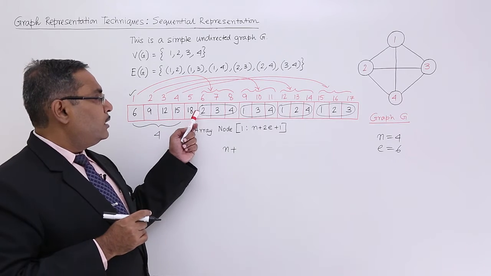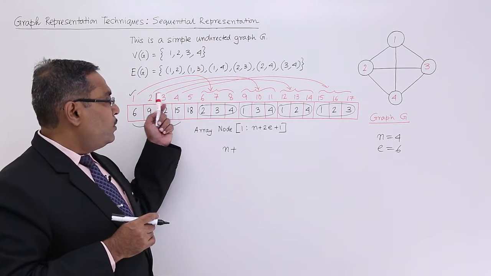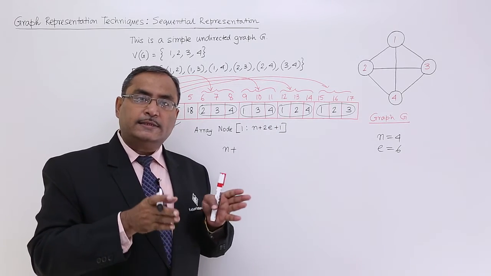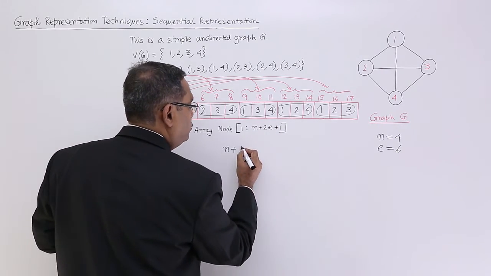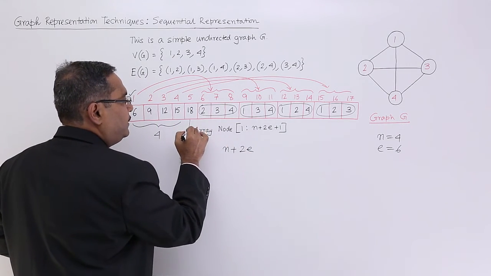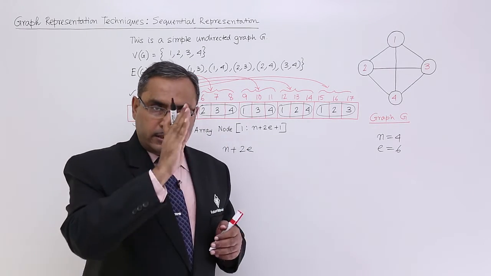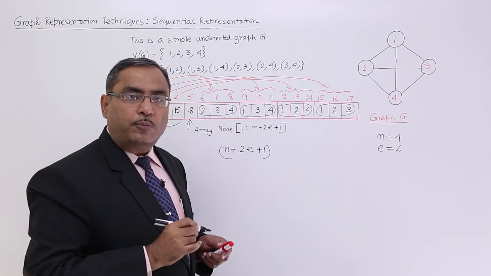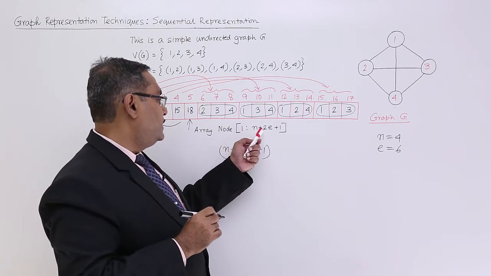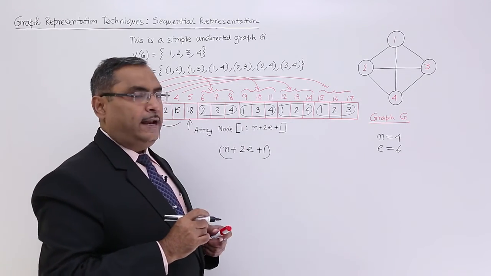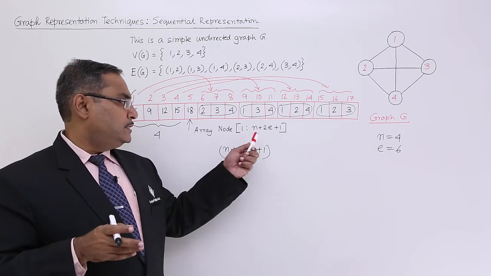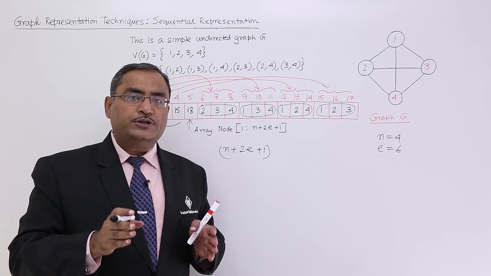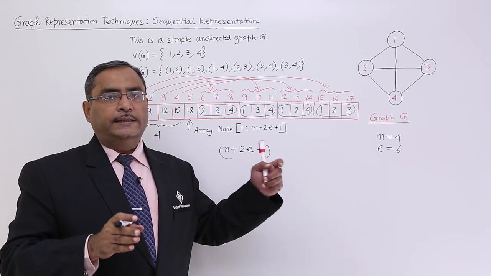Node number 1 and node number 2 are adjacent. Node number 2 and node number 1 are adjacent. In case of an undirected graph, I am representing the same edge twice. So 2 times the edges and 1 for the delimiter, the terminator. So there is a maximum number of locations that should be there, and that is the array node 1 colon n plus 2e plus 1. So that logic is coming from here. So this number of locations must be there in this one-dimensional array to represent that graph in the computer's memory.